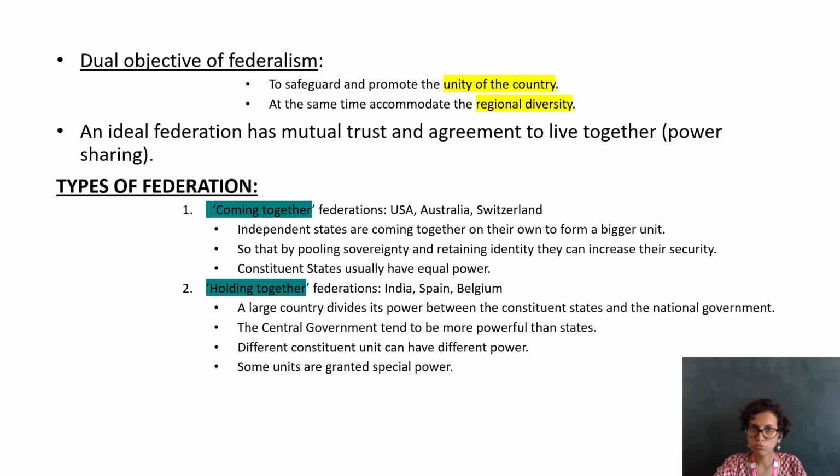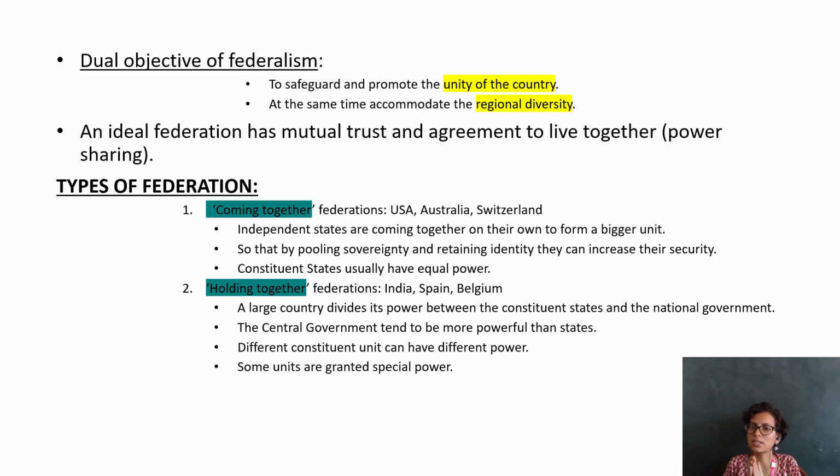So now, why is federalism a good way to rule a country? Because, see, for India, we have lots of diversity. You know that our country is divided on the lines of language, and each major language group has its own state. So a state government really helps to accommodate the diversity.